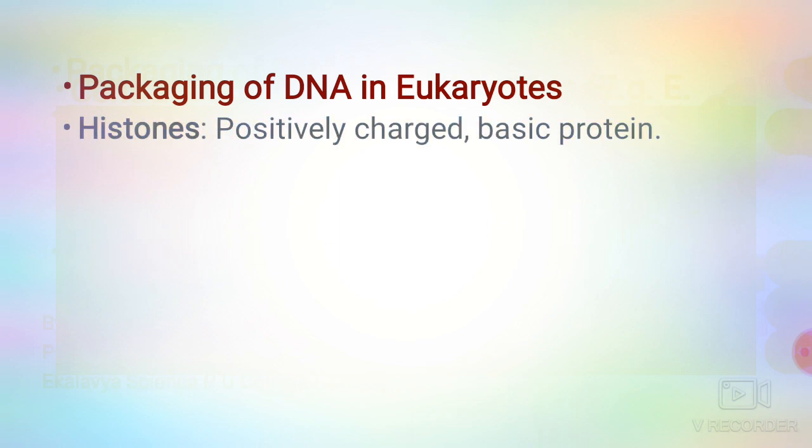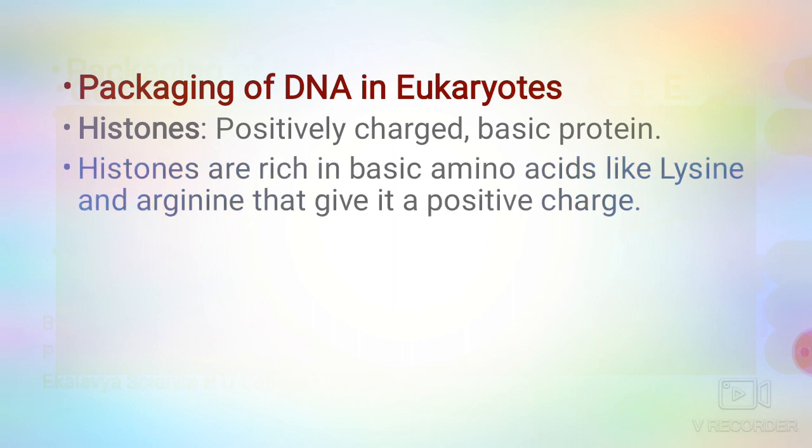One of the important concepts is the histone. Histones are positively charged basic proteins. In most eukaryotes, there is a set of positively charged basic proteins called histones. Histones are rich in basic amino acids, for example lysine and arginine, and those give them the positive charge.